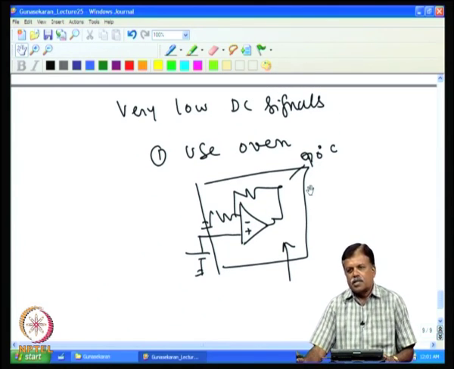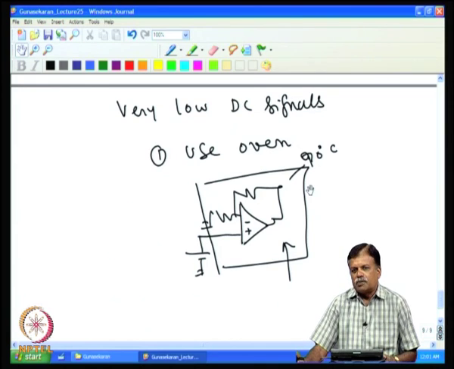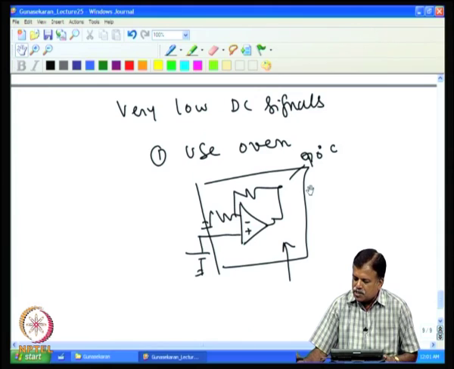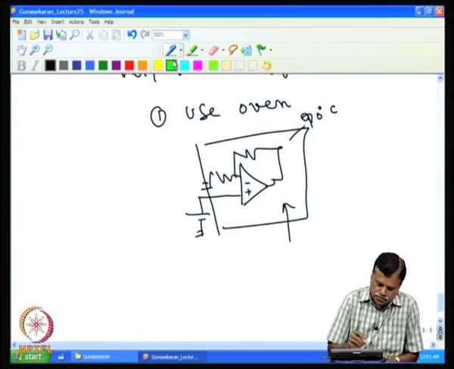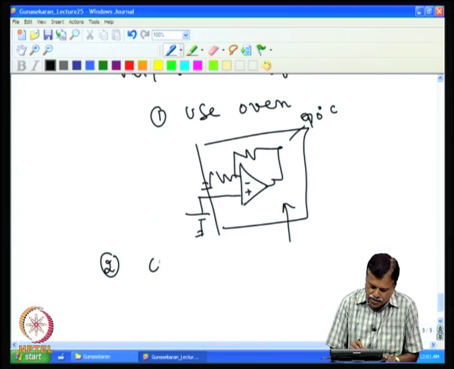We do not have op amps which have very low drift; maximum what you can get would be 0.1 microvolt per degree C drift. Beyond that we do not get op amps in the low drift category. Or another possibility is to go for chopper stabilized amplifier.